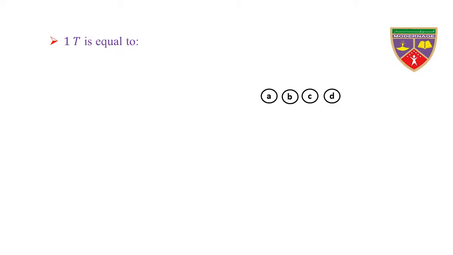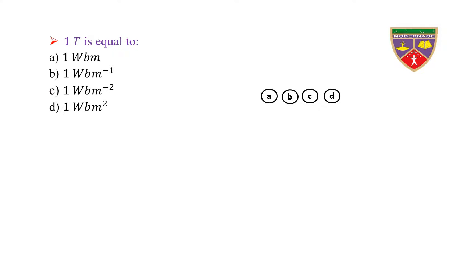1 Tesla is equal to: option A, 1 Weber meter; option B, 1 Weber per meter; option C, 1 Weber per square meter; option D, 1 Weber square meter. The key is 1 Weber per square meter. Therefore, the correct option is C.